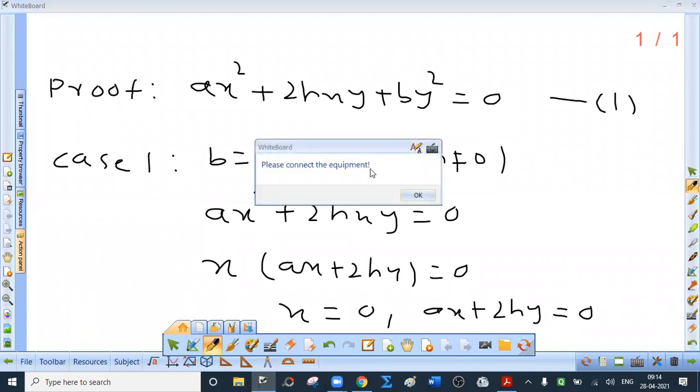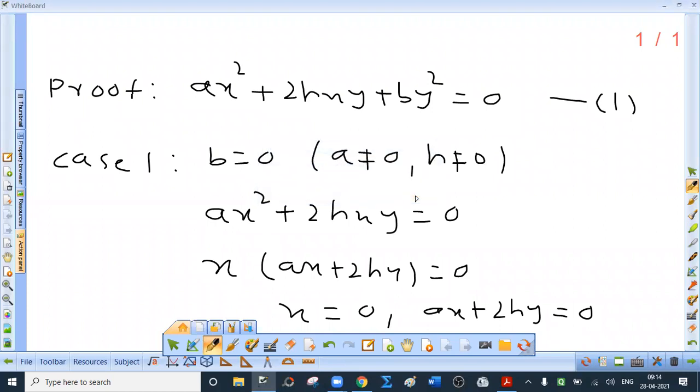Now you may ask me, sir, but the equations are the same. Have we said two distinct lines? No, we have just said two lines through origin. So two lines can be identical, coincident. Okay, so this is the first case.